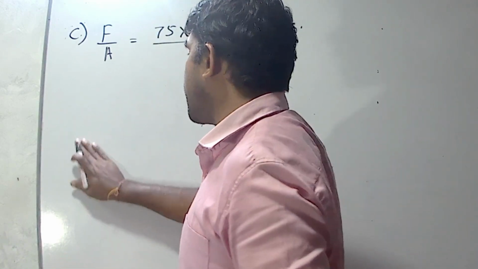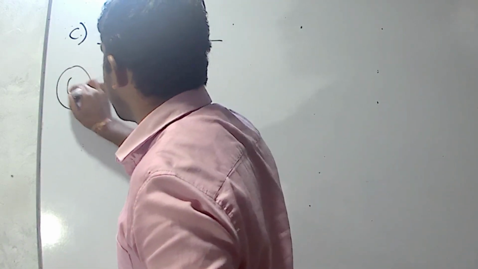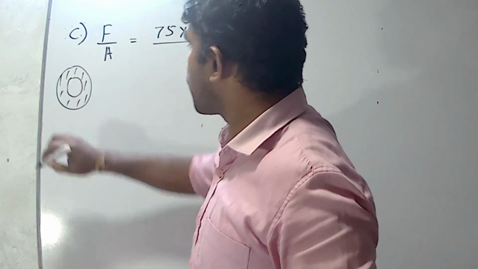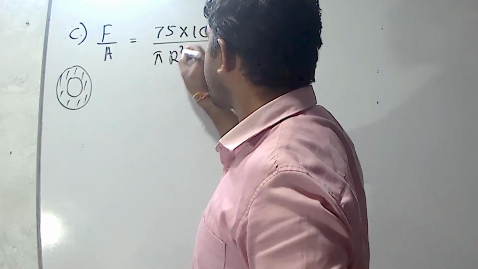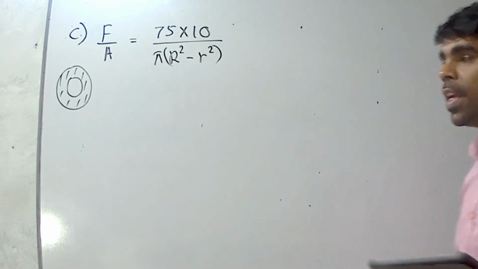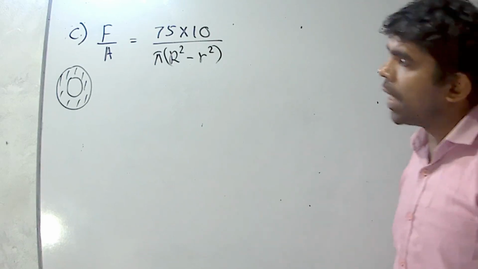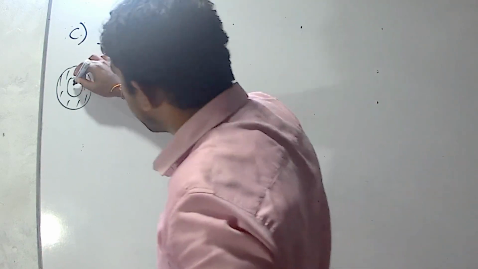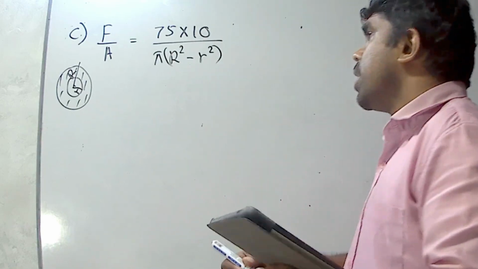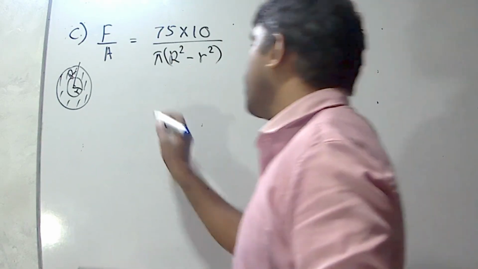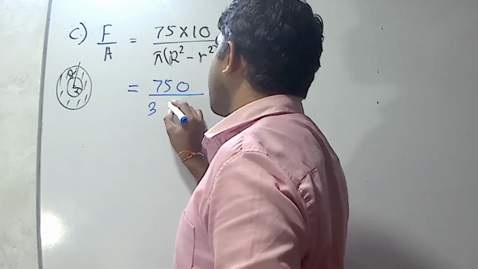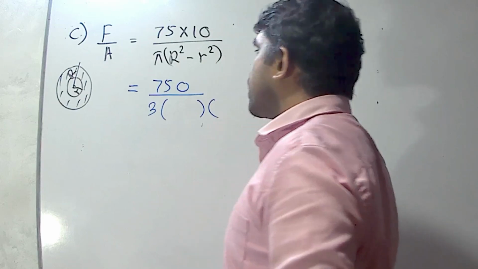When getting the cross-sectional area, they have given that it is a hollow cylinder. Then we can get pi R squared minus pi r squared. Simple r means the small radius of the hole, and capital R means the outer radius. Then we have to substitute values and simplify. 750 divided by pi, the value is given as 3.